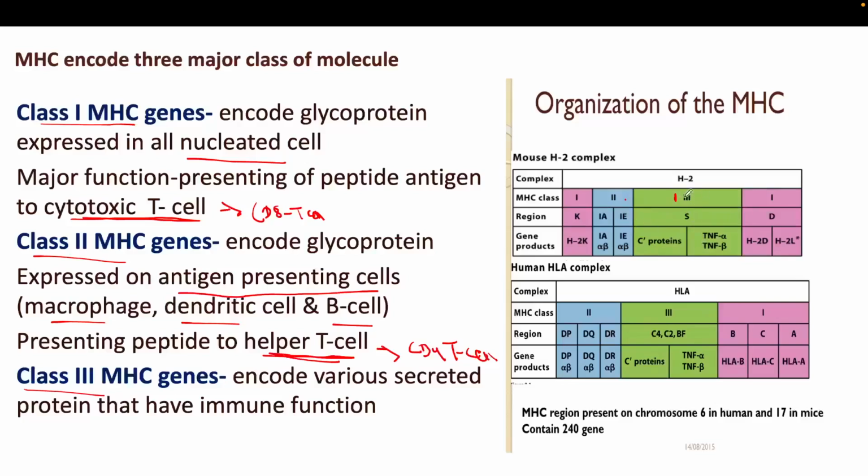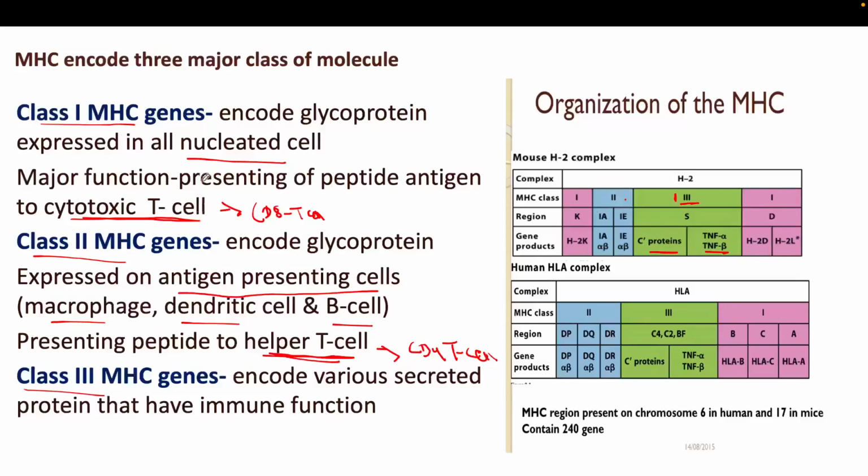Okay, so in case of class 3, it codes the TNF alpha and TNF beta type of cytokines, and apart from that it can also code complement system proteins. Okay, and class 1 and class 2 majorly play a role in antigen presentation. And class 3 is used for the secretion of pro-inflammatory cytokines like TNF alpha and beta and the complement system related proteins. Okay, so these are the three major classes.